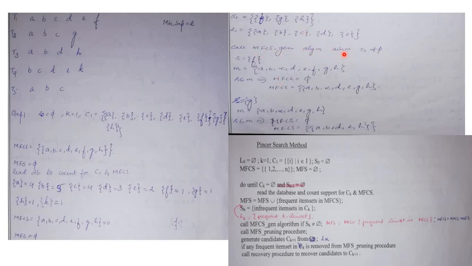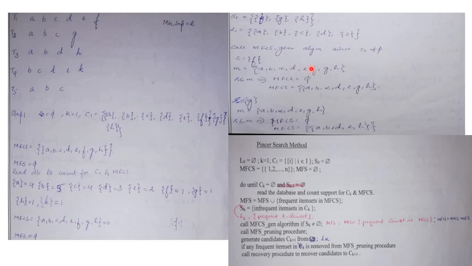So call MFCS generation algorithm since S1 is not equal to null. Since S1 is not equal to null, I call MFCS generation. I have to do this with every item set that is present in S1. First I take my small letter S as F, and M is the item set that is there in MFCS. So S is a subset of M, which means F is present in this M, so I should be removing F from M.